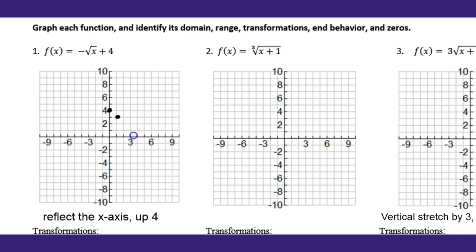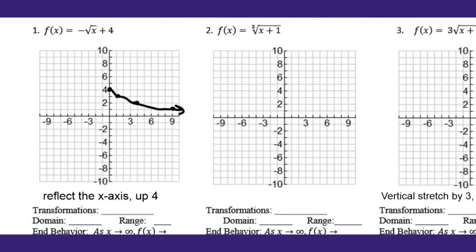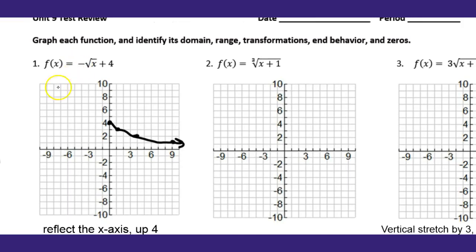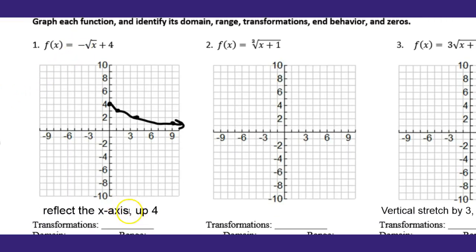4, 2. And let's see, 9, 1. All right. So our graph looks something like, oh, man, I'm way off the mark. Let's start over. All right. A little better. Now, let's talk about the transformations. Well, that negative tells me it reflects the x-axis, and then that plus 4 tells me up 4. Okay, up 4.